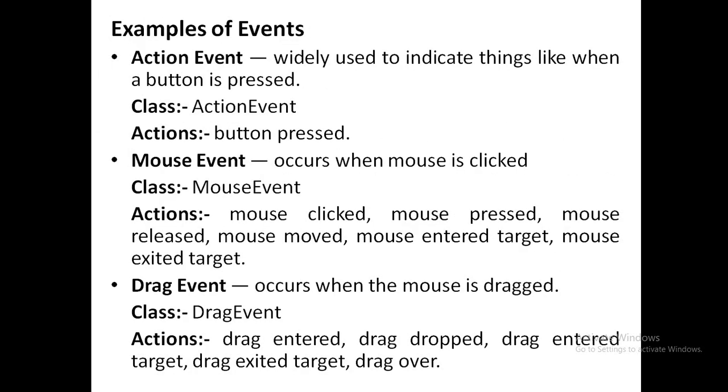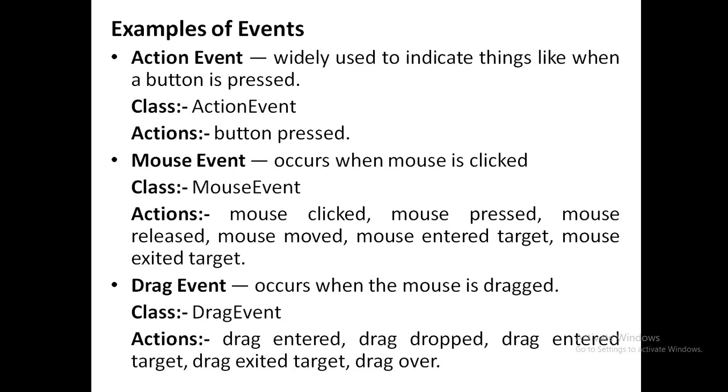Examples of events. Action event. This is widely used to indicate things like when a button is pressed. The class is ActionEvent and the action is button pressed. Mouse event. This occurs when the mouse is clicked. The class is MouseEvent and the actions are mouse clicked, mouse pressed, mouse released, mouse moved, mouse entered target, mouse exited target, etc.